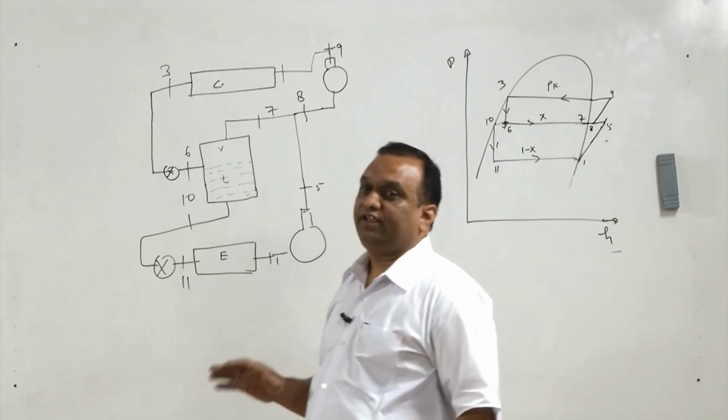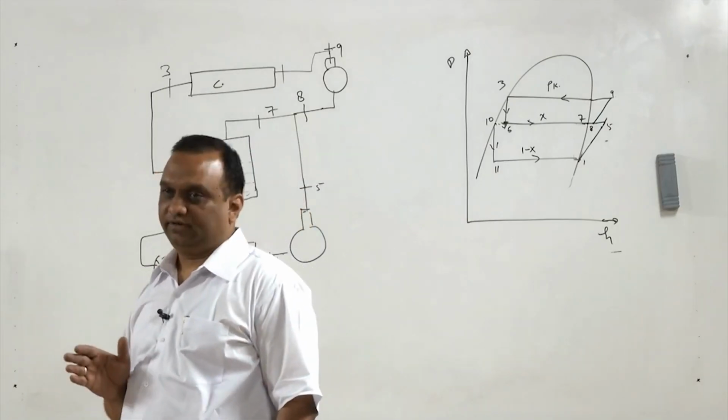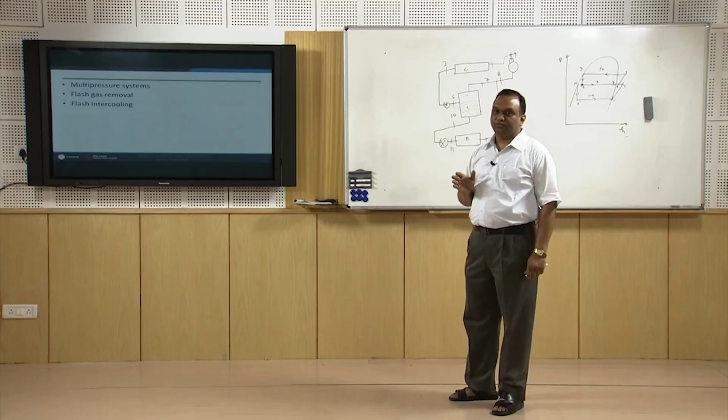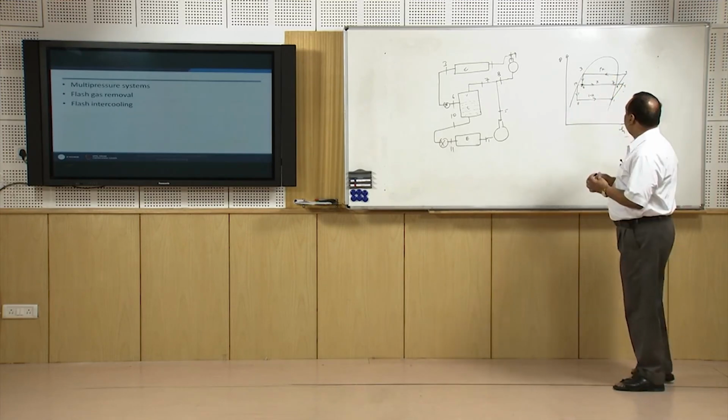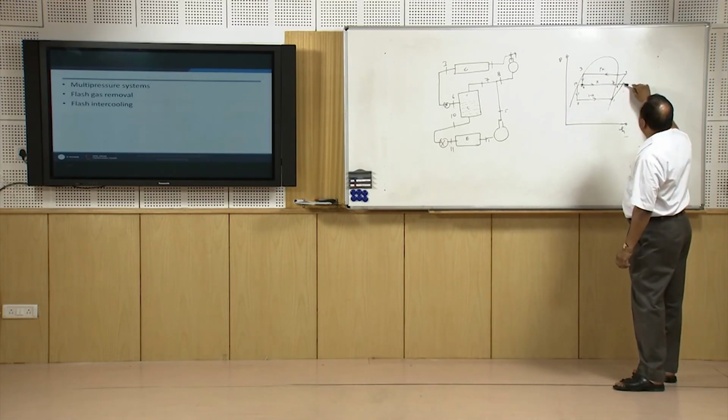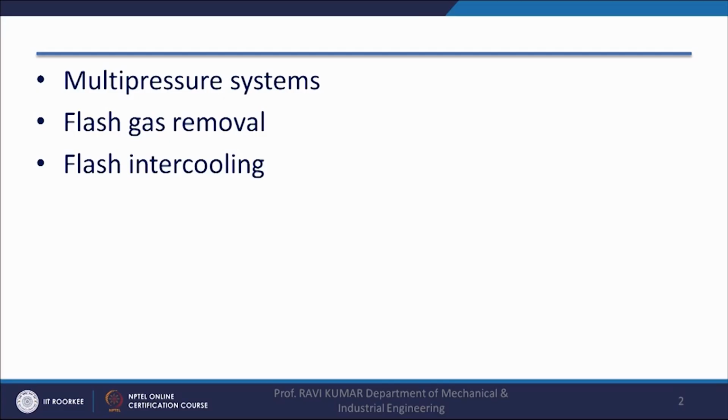So this type of arrangement, if there is a multi-pressure system where more than one compressor is used, is always preferred or recommended because it saves the energy consumed by the compressor. Now flash intercooling, this is flash gas removal, but how can intercooling be done with the flash gas removal? We will draw another diagram for flash gas removal.